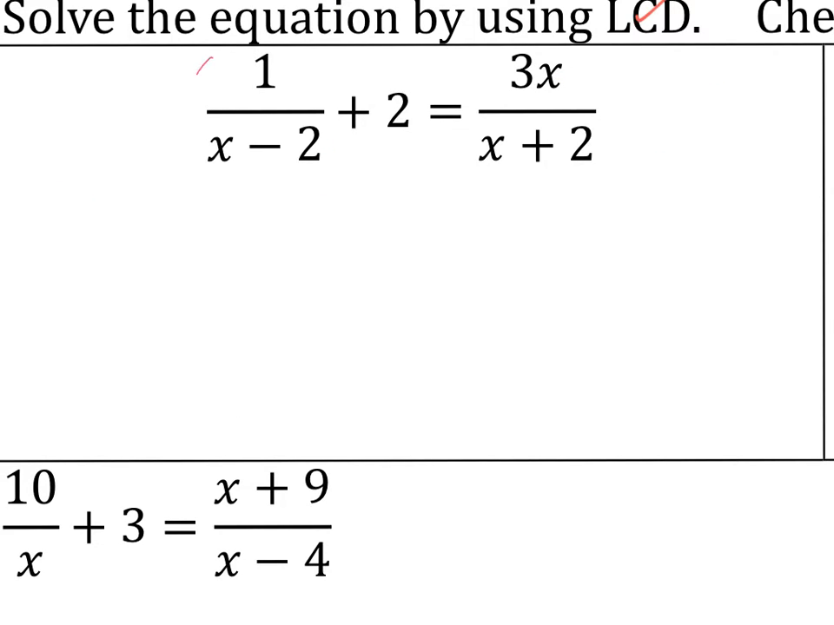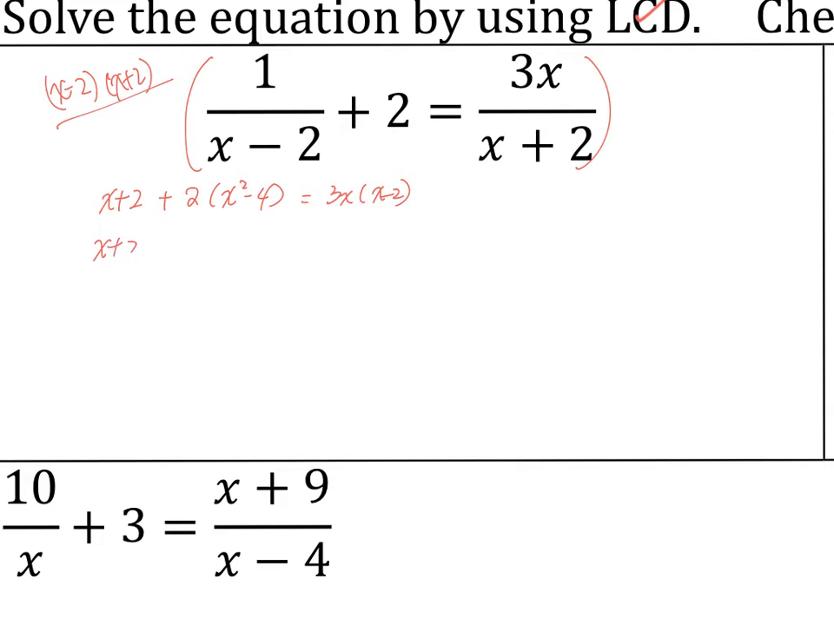Okay, now I'm going to show you the LCD method. So I'm going to multiply both sides by the LCD of x minus 2 and x plus 2. So moving on, we'll cancel out x minus 2 for the first term. We'll be left with x plus 2, and the next one would be 2 times both of these. So I could rewrite it as x squared minus 4. And this one, I would cancel out x plus 2. I'm left with 3x times x minus 2.